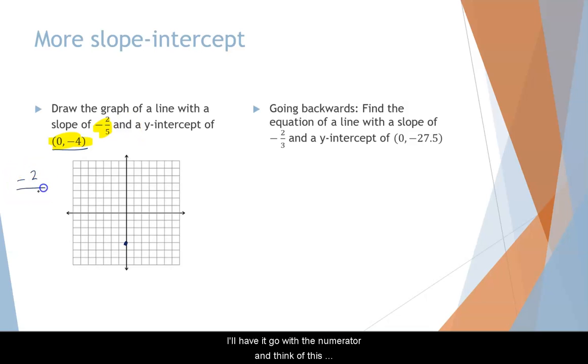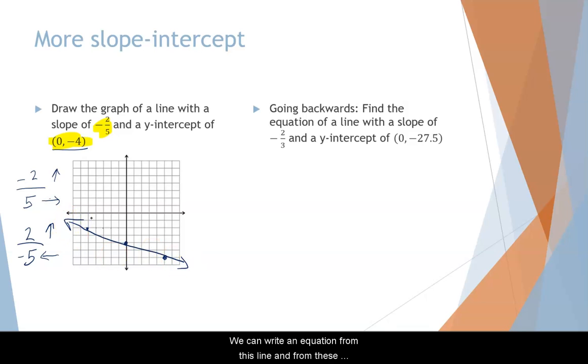I'll have it go with the numerator and think of this as a rise of -2 or a descend, and then 5 to the positive x direction, so 5 to the right. So I can go down 2 and to the right 5. If I don't want the negative sign in the numerator, I could move it to the denominator, and this would have a slope of a rise of +2 and a run of -5. So I move to the left. Rise of 2, run of -5, and there's our line.